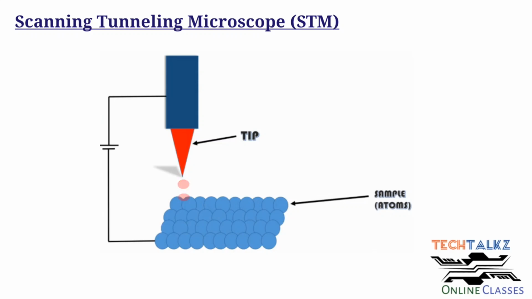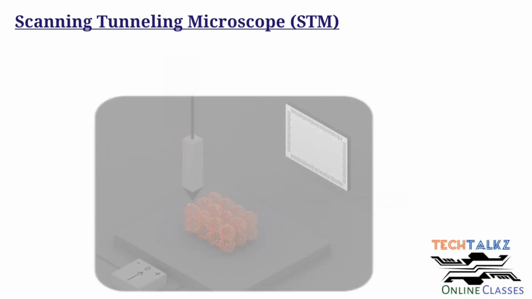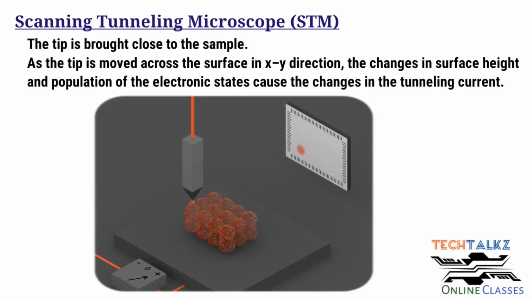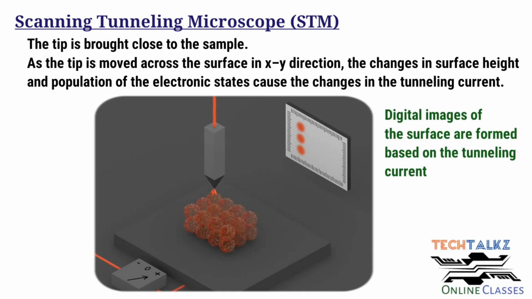Due to the flow of electrons, there will be a current. This current is called the tunneling current. If the applied voltage is constant, this tunneling current depends on the distance between the sample and the tip of the probe. During the process, the probe is moved very slowly across the sample and the response is recorded. Response means the tunneling current. By analyzing this current, we get the topography of our sample, that is, the surface details.